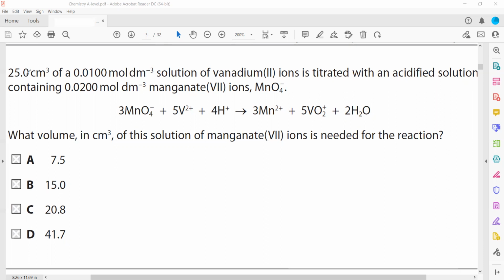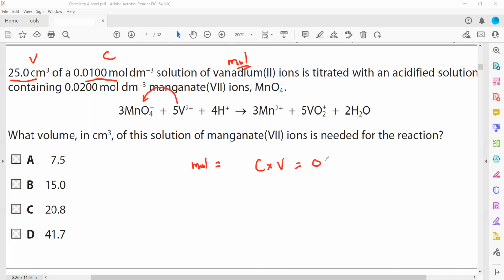So first we have the volume and we have the concentration. When we multiply concentration with volume, we'll get the moles of vanadium 2+. After getting the moles of vanadium 2+, we'll use the simplest ratio of 3 to 5 to get the moles of MnO4⁻. And after getting the moles and the concentration, we'll find the volume. So first, we'll get the moles, that is concentration times volume.